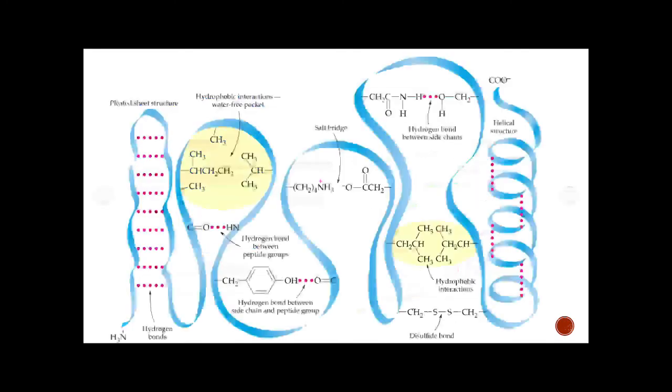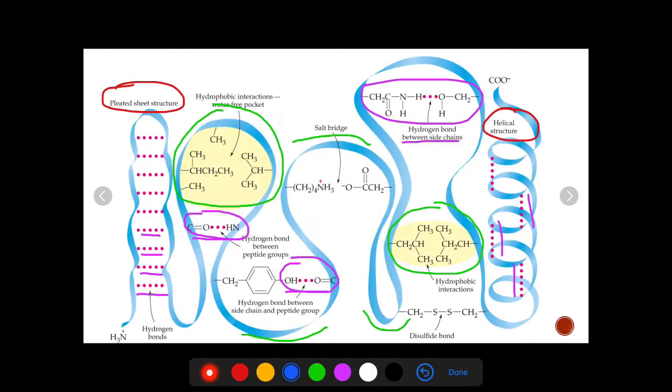I'm going to go back here. So here's an example. Let me get a different color. Here's an example of a salt bridge. We have this positive amino group and we have a negative oxygen. Now they're attracted to each other.